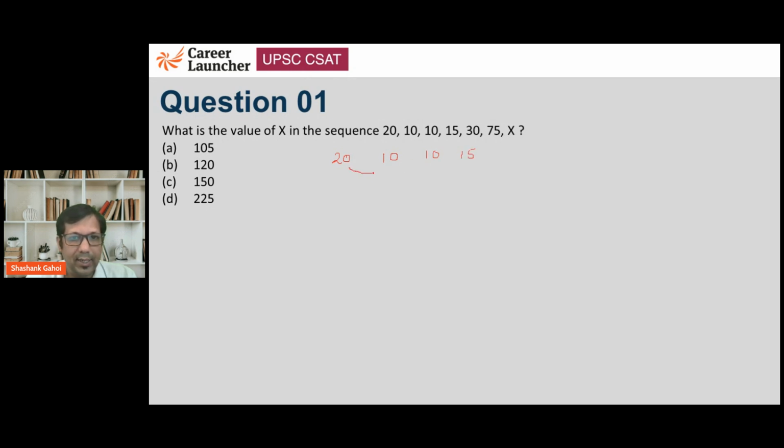So if I multiply by 1 by 2, I'm going to get 10. Then if I multiply by 1, I'm going to get 10 into 1, that is equal to 10. Then if I multiply by 1.5 or 3 by 2, I am going to get 15. Then I multiply by 2, I get 30. So basically the multiplication factor is continuously increasing by 0.5. So first it is half, then 1, then 1.5, then 2.